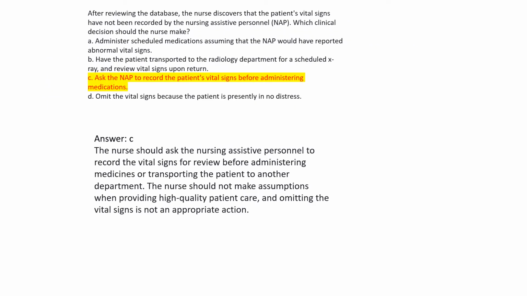Answer: C. Ask the NAP to record the patient's vital signs before administering medications. The nurse should ask the nursing assistive personnel to record the vital signs for review before administering medicines or transporting the patient to another department. The nurse should not make assumptions when providing high-quality patient care, and omitting the vital signs is not an appropriate action.